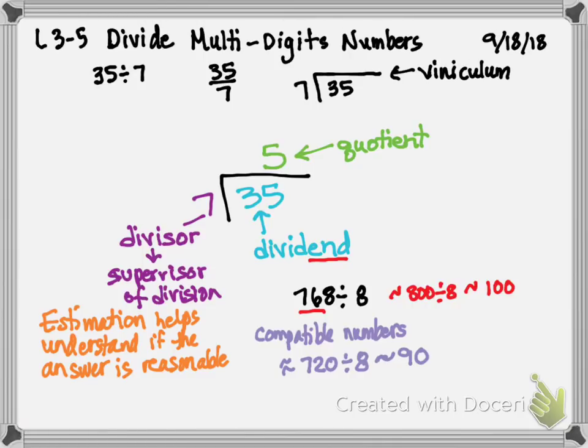That's a different way you can do your estimation, using this idea of compatible numbers, especially if your divisor, the guy that comes after the division symbol, has a number close to the first couple digits of the other number. If it's a 2-digit number, then I may end up rounding both numbers. Not a big deal. All right, so we can always estimate.